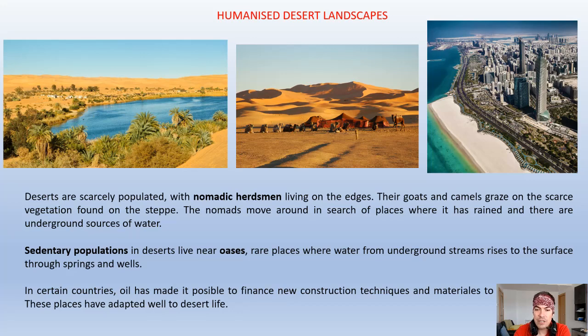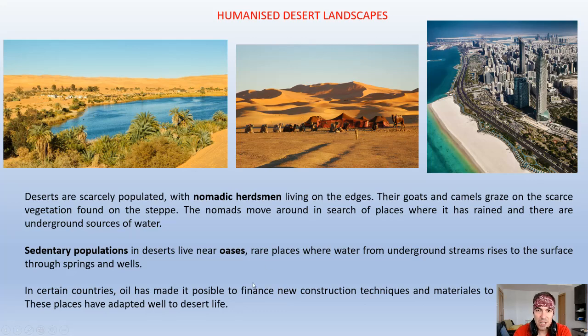pastores, living on the edges, on the limits. Okay, their goats and camels graze on the scarce vegetation found on the steppe, and the nomads move around in search of places where it has rained and there are underground sources of water. This is a nomad camp with the camels, okay, for example.